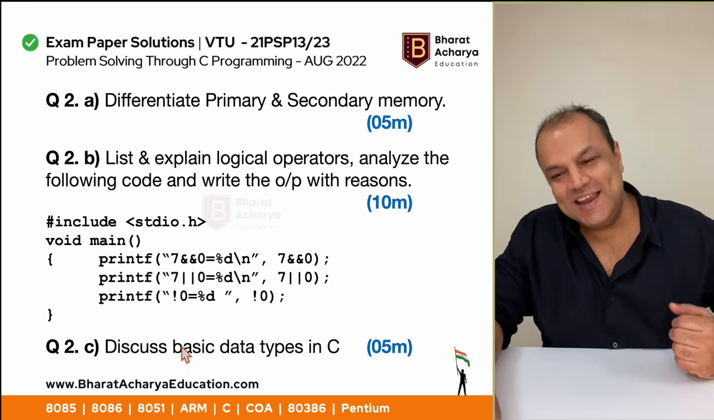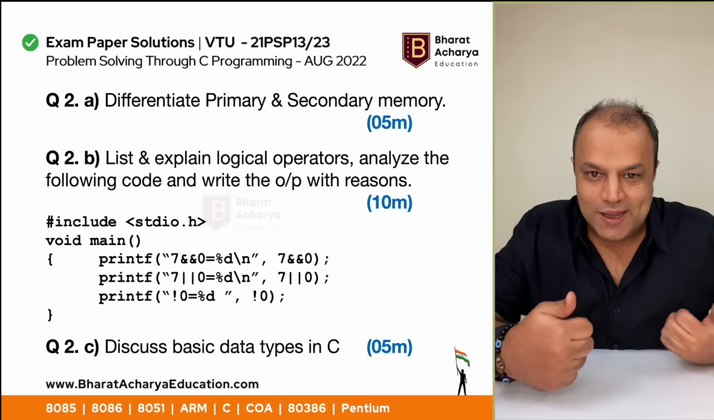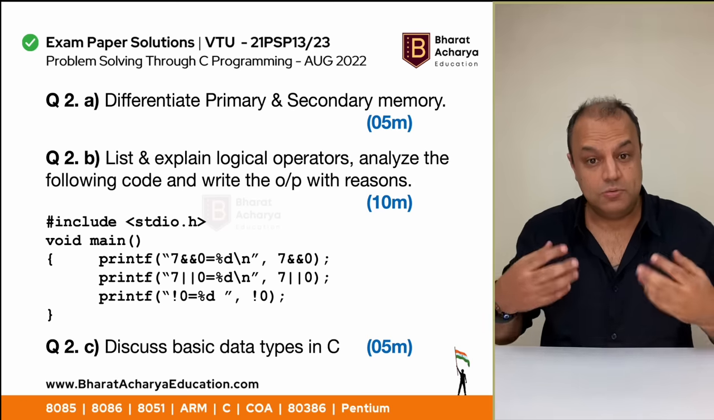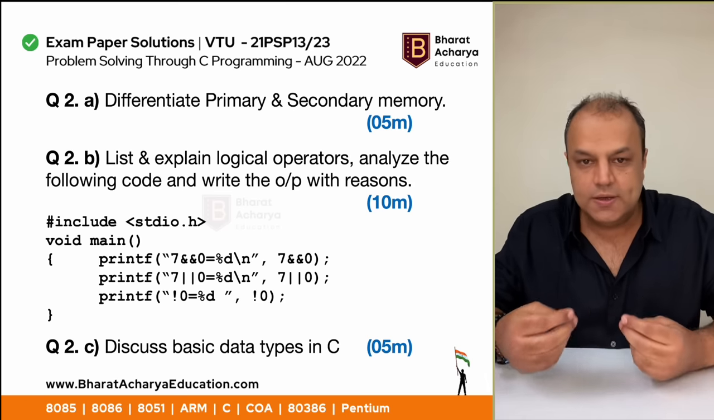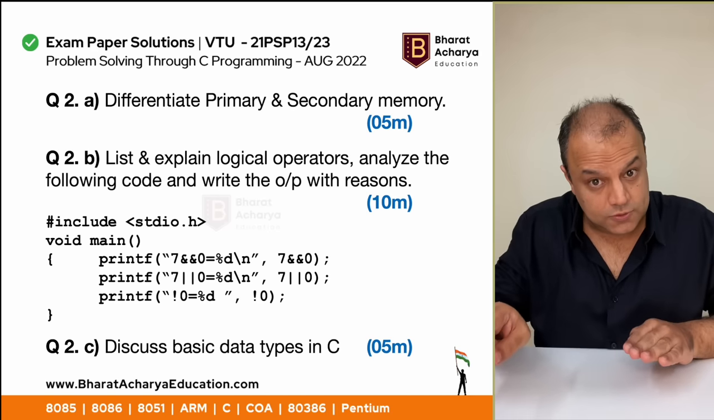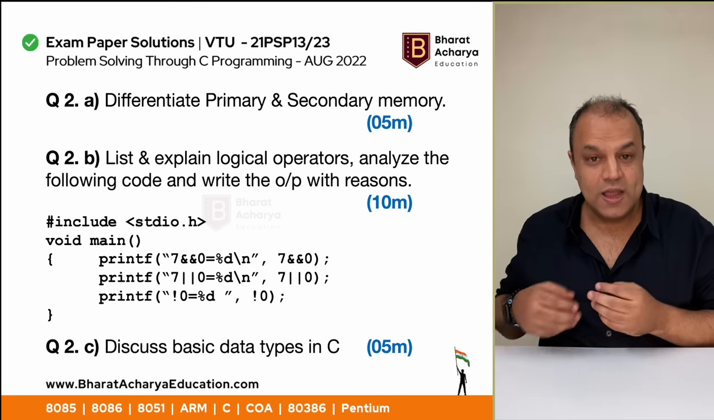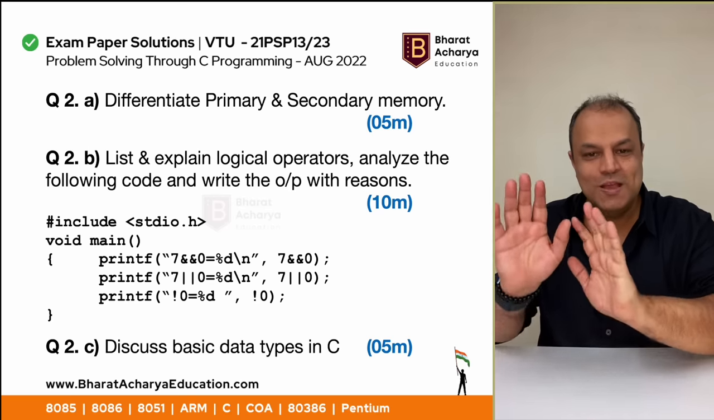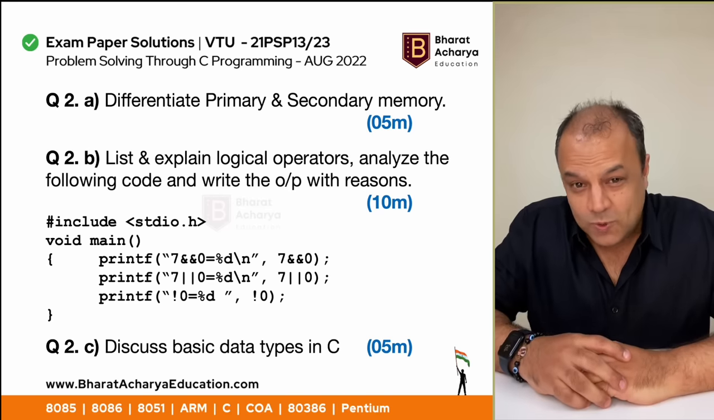All right. And the last question is basic data types of C. Basic data types, every programmer needs to know. The advanced data types, where you have user defined data types like arrays, two dimensional arrays and then strings and then structures, unions, those are advanced data types. They're not asking those. Don't write those. This is basic data types: character, integer, float, and its various subtypes. So this is your question number one and two, out of which you have to attempt one.